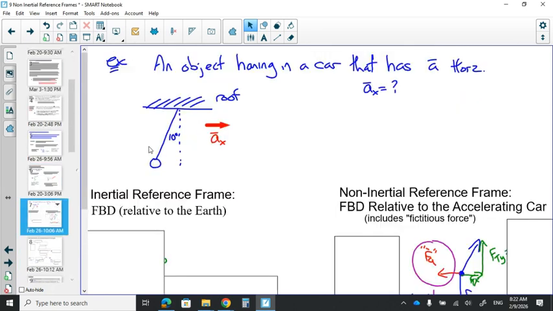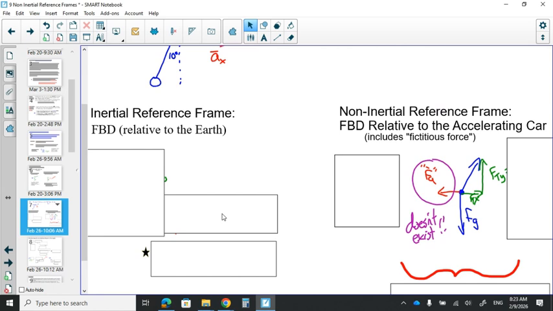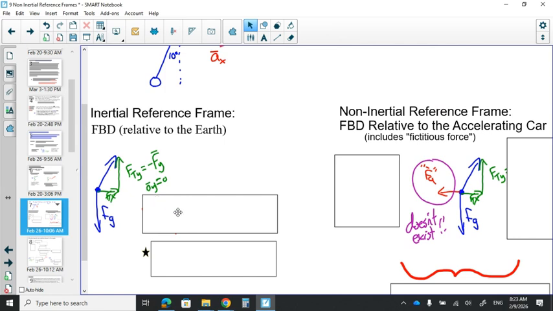So in a case like this, if you had an object hanging in a car and the car has acceleration, and as a result of the acceleration of the car, the object is not hanging straight down but is angled back at 10 degrees, then we can look at free body diagrams for this. In the inertial reference frame, you'd have the force of gravity and the force of tension. We'd have an x component of that force of tension. The y direction stuff would balance out, of course, from our equilibrium force material.